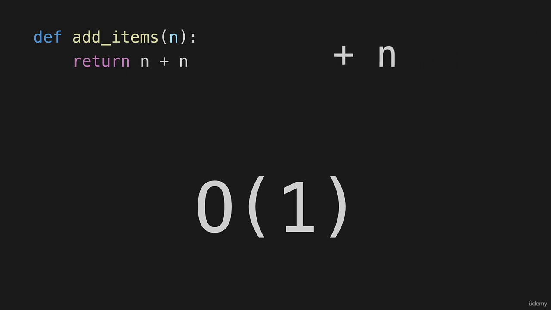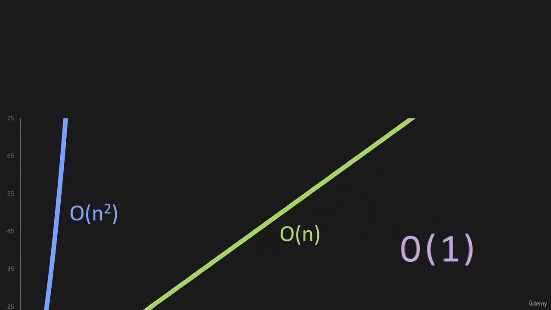But what if you have two operations? Is that going to become O of 2? Well, as you may have guessed, even in this situation, we're going to call it O of 1. So O of 1 is also called constant time, meaning that as n increases, the number of operations is going to remain constant. So even if we have two additions like we do here, the number of operations will remain constant as n increases.